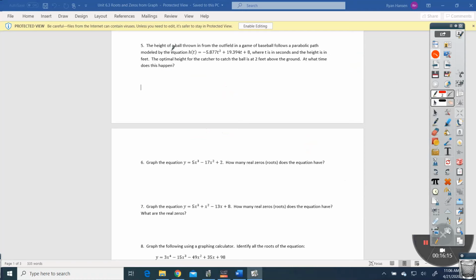So number 5 says the height of a ball thrown from the outfield in a game of baseball follows a parabolic path. So the height, modeled by the equation, here it is, where t is in seconds and the height is in feet. The optimal height for the catcher to catch the ball is at 2 feet above the ground. At what time does this happen? So if I graph this, that's one way to do it. Or the other way is, again, to set my height that I want to be at 2 feet. And I'm just going to use x's.